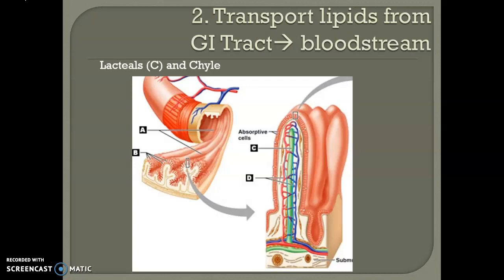So, to review, lipids and lipid-soluble vitamins cannot enter directly into the bloodstream from the GI tract. Therefore, a specialized lymphatic capillary called a lacteal, as shown by the green structure here, picks up the lipid and lipid-soluble vitamins from the intestine and then ultimately drains them into larger lymphatic vessels, which then transport them to the bloodstream.